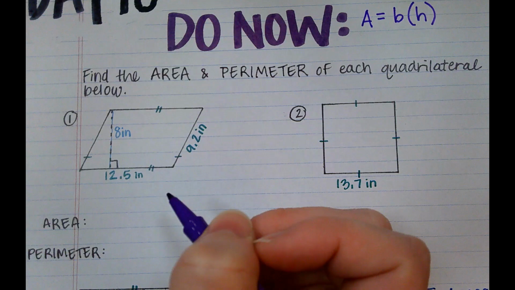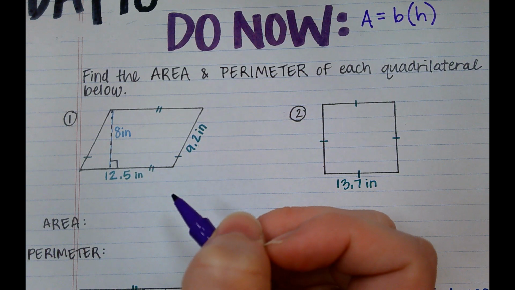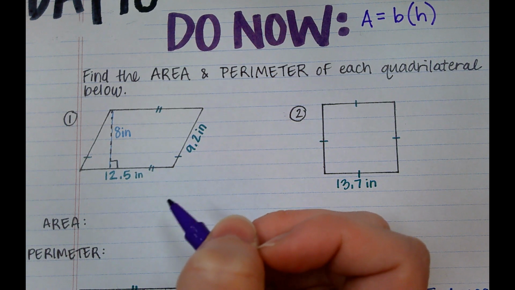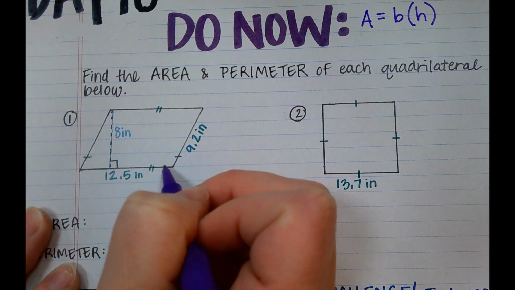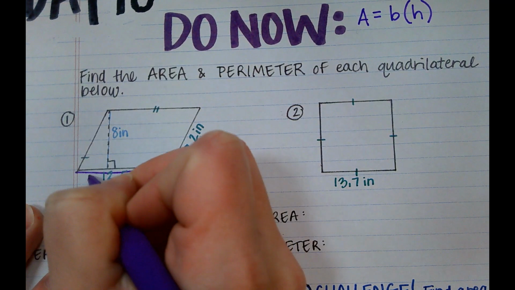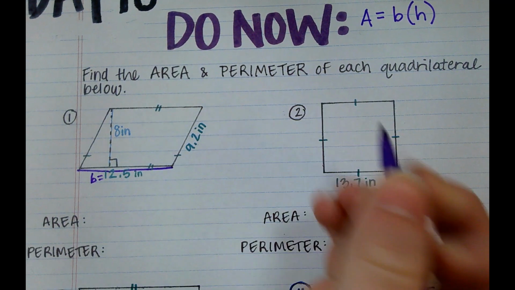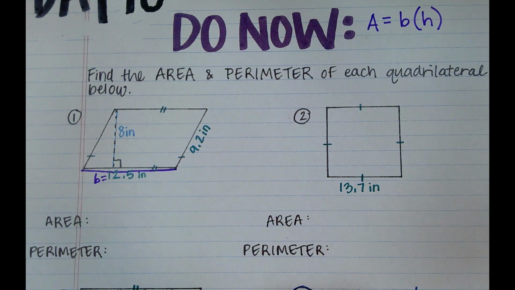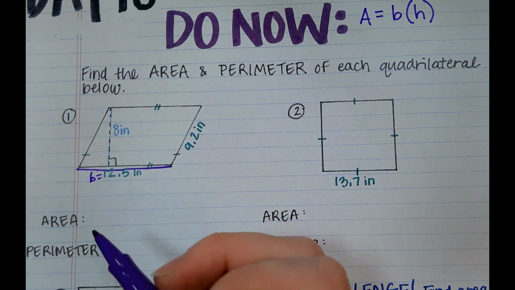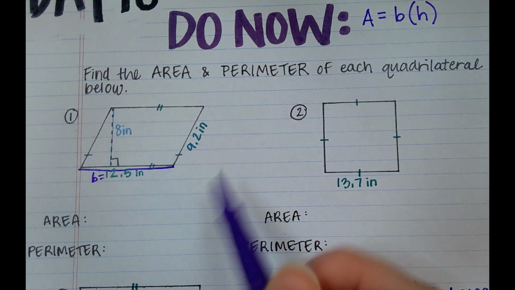Which number would be my base? The 12.5. Yes, 12.5. That is my base. And then our height. We have 2 options, 8 and 9.2.